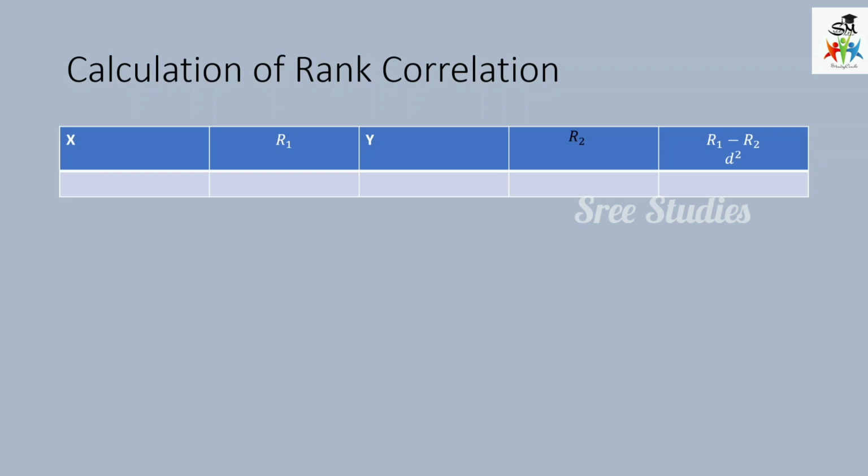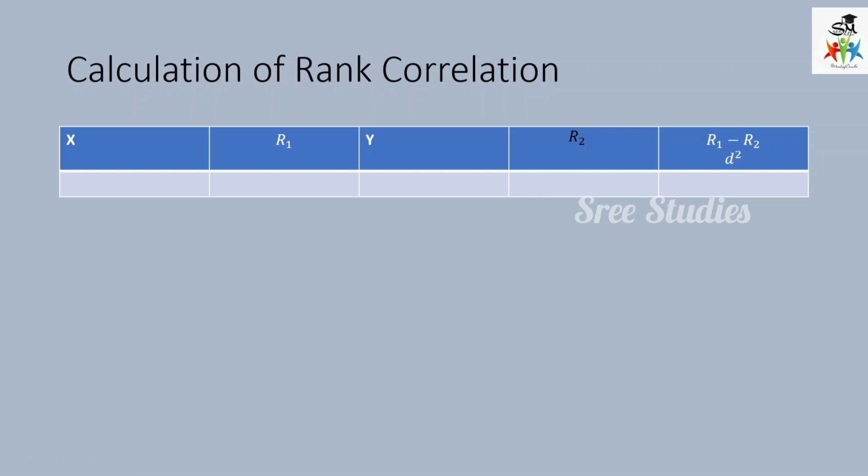Write the heading as calculation of rank correlation and have the columns like x values, and we are going to give rank, and y values, again we are going to give the rank, and then we have to find out R1 minus R2, that is d, so that we can find d squared. d we will find out first, then we will find out d squared.